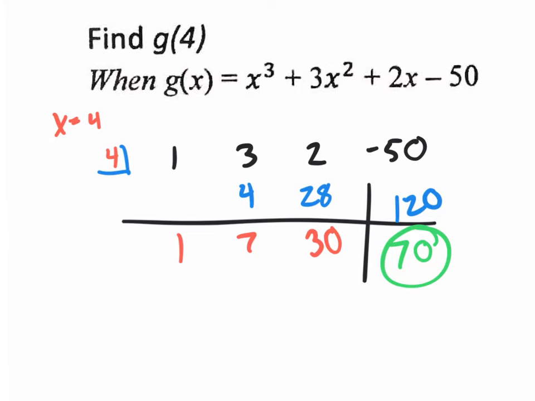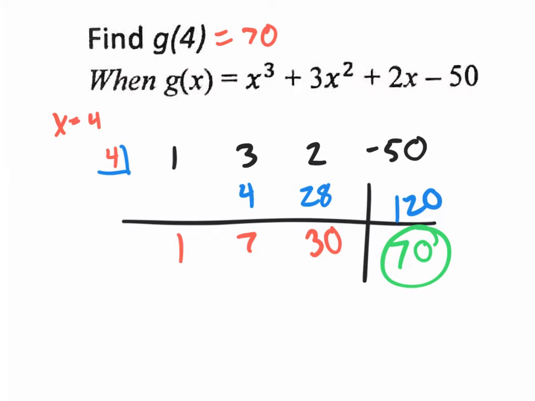That's our output. If you were to plug in 4 right here, 4 to the 3rd, that's 64. 4 squared is 16. 3 times, I forget, that's too much math, right? But if you did all that math, you will get 70 as your final answer. What do you guys think? We write it as 70 or something else? You would just say that g of 4 equals 70.